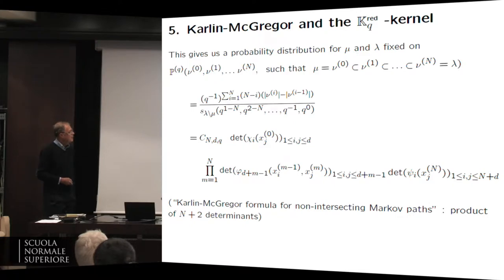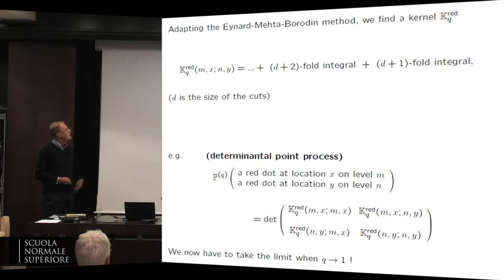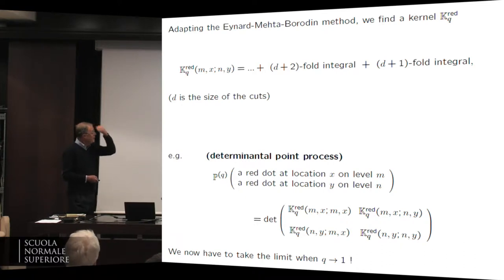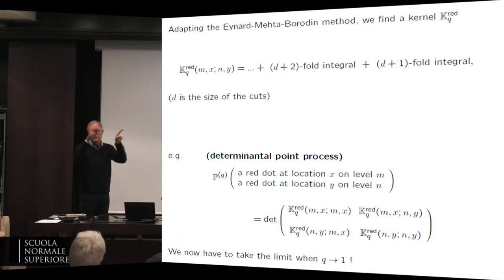So that enables you to actually write down the kernel. And I'm not going to write down the kernel, there are formulas which wouldn't mean anything to you, but the kernel is the following. It's a d plus two-fold integral plus a d plus one-fold integral plus some other stuff, which is sort of factorials and such things. I mean, Q factorials, I should say, where d is the size of that cut.